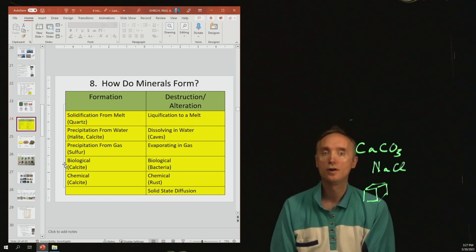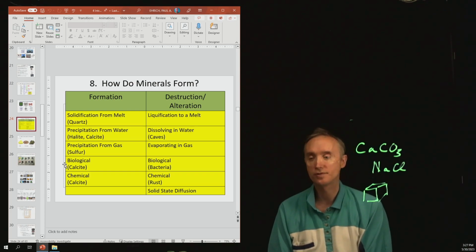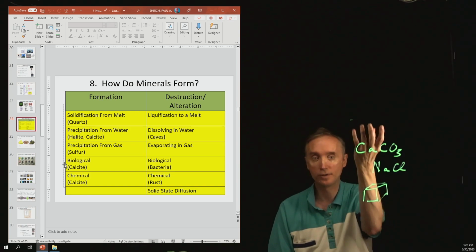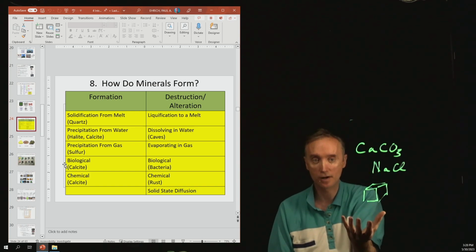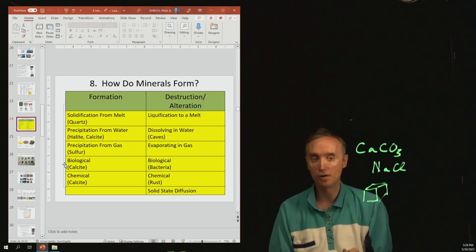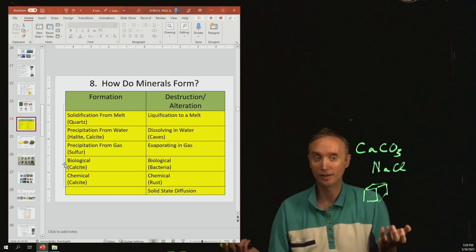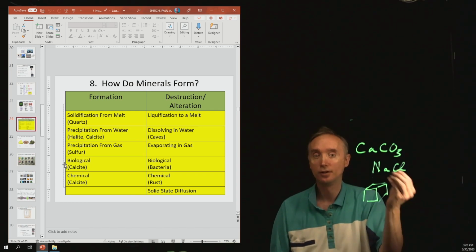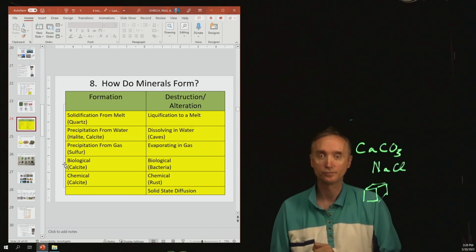You can also form a mineral from the precipitation from water. So this is how calcite forms. Carbon dioxide mixes with ocean water, and then it turns into calcium carbonate, and then it precipitates to the bottom of the ocean floor. But under certain circumstances, a mineral can dissolve if you put it into water. An example of this would be, again, halite. Take halite, put it into water, and it dissolves.